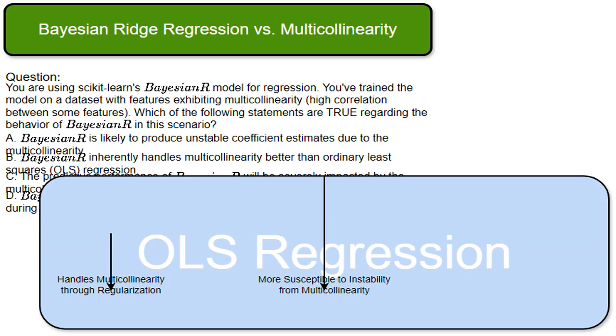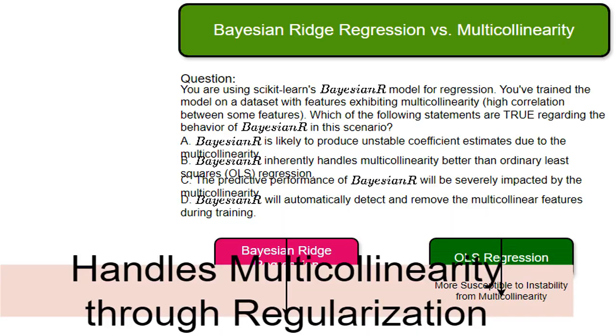This is ordinary least squares regression. It's very susceptible to problems caused by multicollinearity, where highly correlated features lead to unreliable coefficient estimates. Bayesian-Ridge regression uses regularization to handle multicollinearity. Regularization techniques, in this case implied by the Bayesian approach, constrain model complexity, reducing the impact of correlated features on the model's parameters.